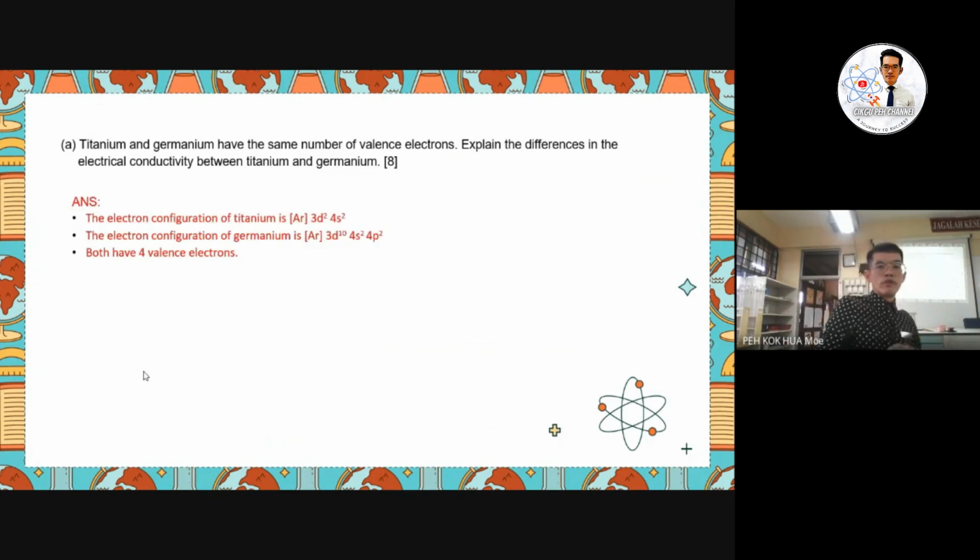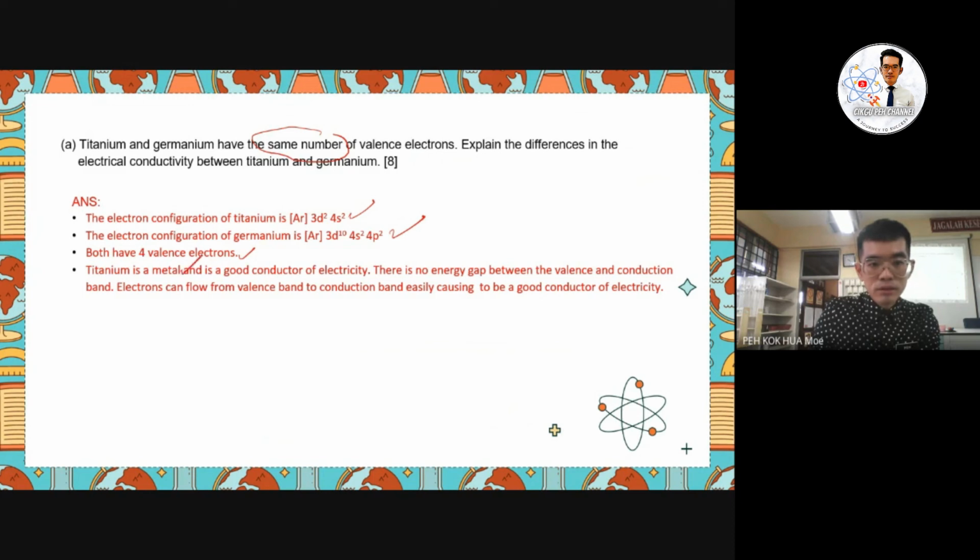Okay, so first mark, give the electron configuration for titanium, which is this, and then for germanium. Both have 4 valence electrons because the question already gave you that. So germanium and titanium have the same number of valence electrons, which is 4 here. And then you discuss that titanium is a metal, a good conductor. So you discuss that there is no gap between the valence and conduction band, so the electron can easily go through or jump from the valence band to the conduction band. So it is a good conductor. See, you can relate what you learned from the notes already.